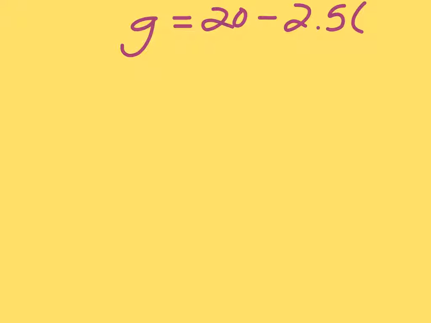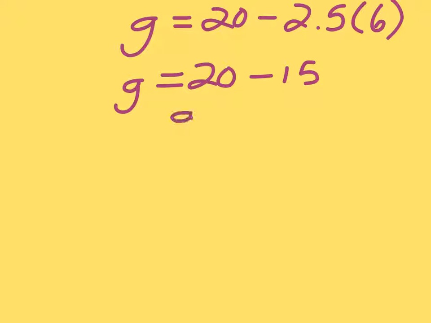Okay, we've got to keep going here. Let's try the gallons remaining. We're doing even numbers. So let's move on. Let's try 6 here. 6 times 2.5 is 15. G equals 20 minus 15. So after 6 minutes, we have 20 minus 15 gallons, or 5 gallons left.